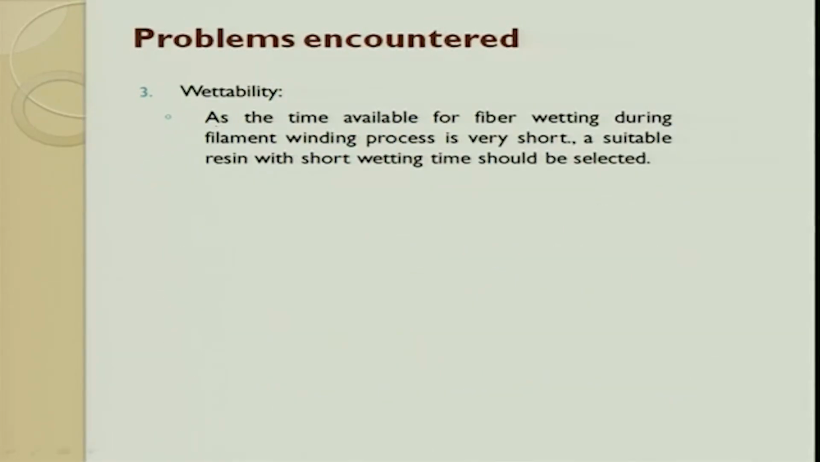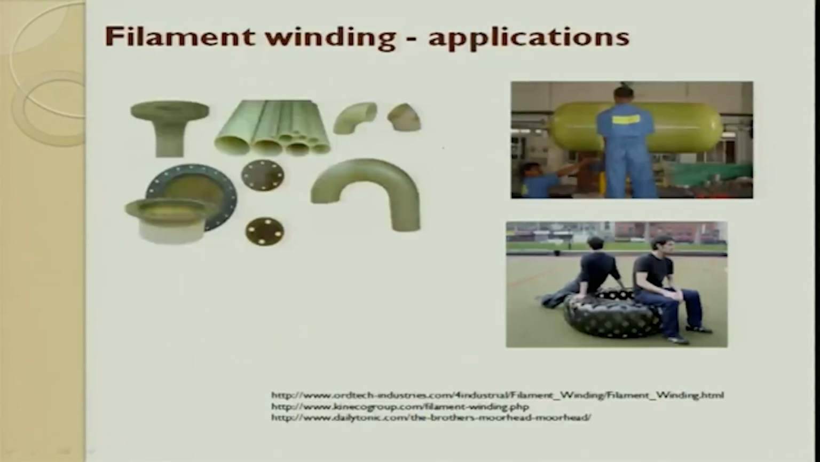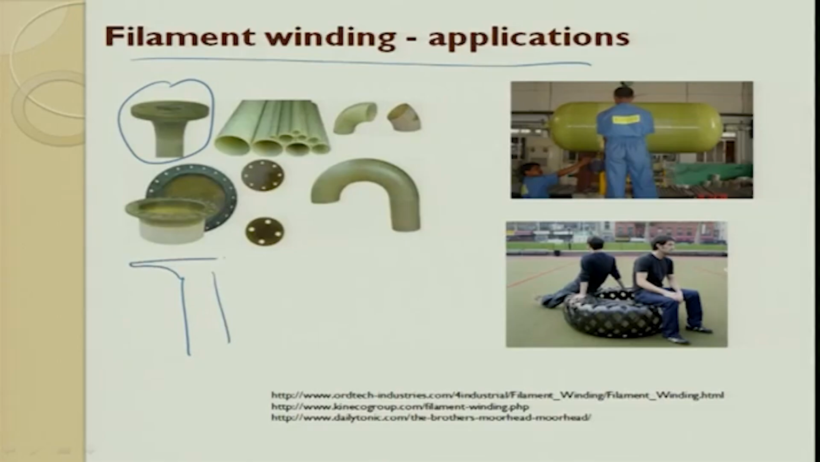Next one is wettability. Wettability is basically between the fiber and the resin. If there is not good wettability, then it will always lead to delaminations and other defects. So these are some of the examples. You see that these kinds of pipes can be made, and a structure like this can be made, with flanges integrated.